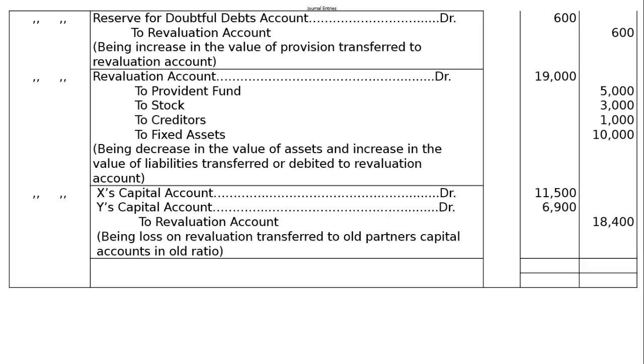Then the last entry is loss on revaluation. X's capital account debited rupees 11,500, Y's capital account debited rupees 6,900, to revaluation account rupees 18,600, being loss on revaluation transferred to old partners' capital accounts in old ratio. The total is rupees 90,200, in the debit column as well as the credit column, and this is the final answer.